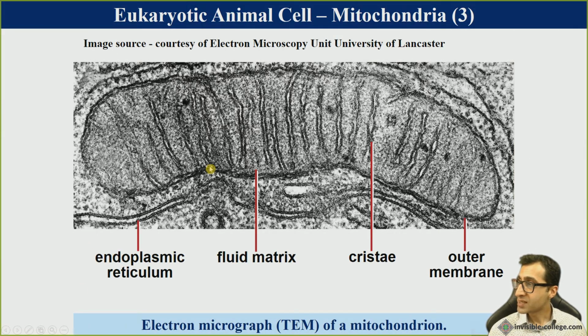So here we can see the mitochondrion under a transmission electron microscope. We can see clearly here the infoldings, the cristae of the inner mitochondrial membrane. We can also see the fluid matrix which fills that inner space. And we can also see the outer membrane, and outside of the mitochondrion here we can see a portion of the endoplasmic reticulum within this cell as well.